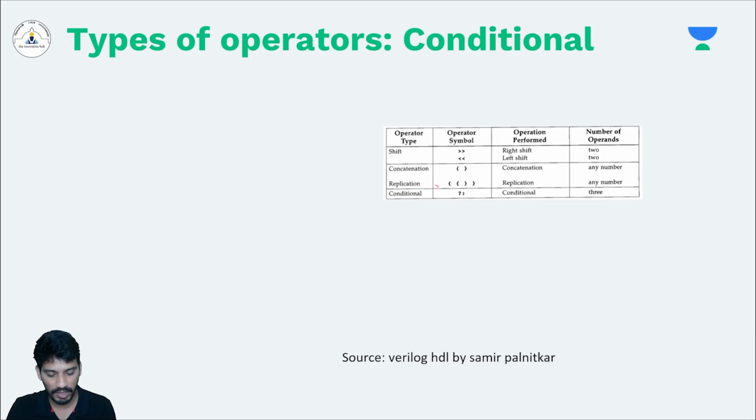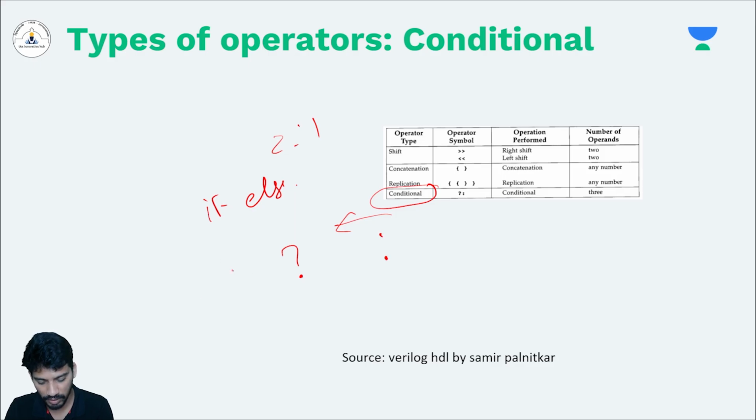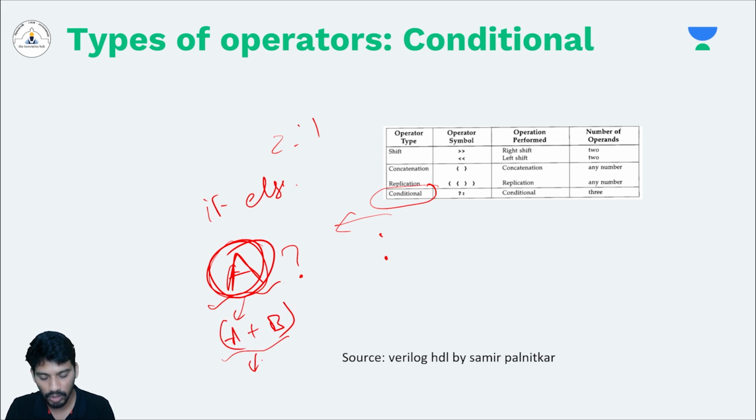Now let's see what a conditional operator is. We have already seen this conditional operator many times. It will be useful to design a 2:1 multiplexer or an if-else statement. So if you have a question mark and colon, what does it do? It will check whether this expression is true or false. You can put any wire or net here, or you can put an expression also here, A plus B.